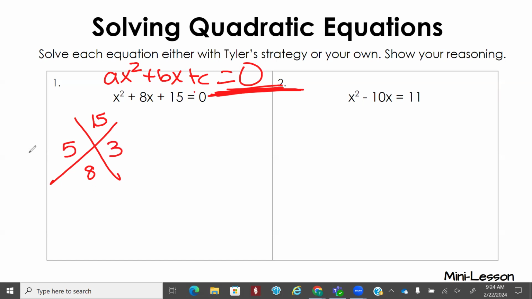Now, you can do the box method, or since your A term is 1, you can just take these two numbers and slap an X in front of it. It does the same thing.